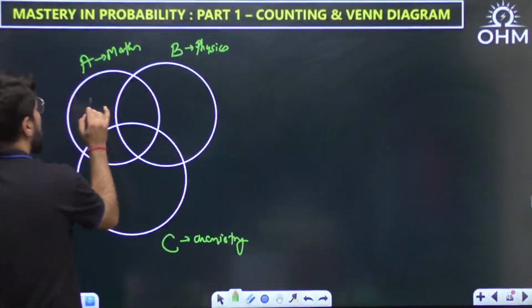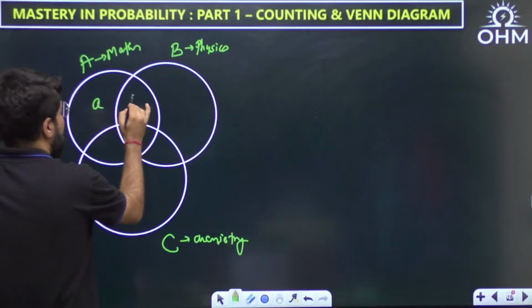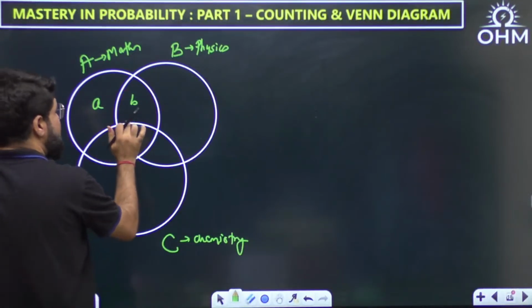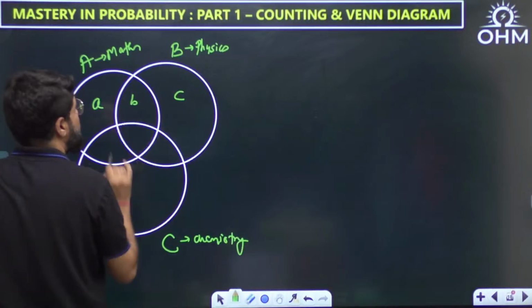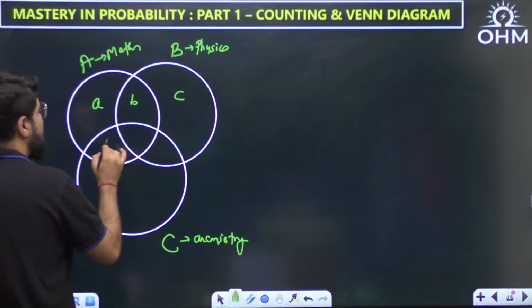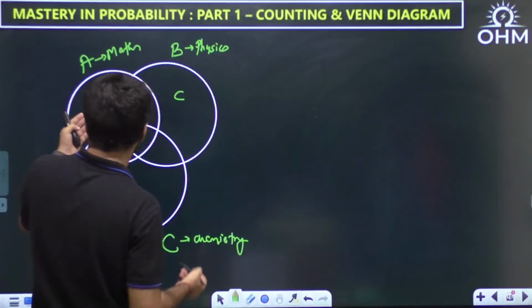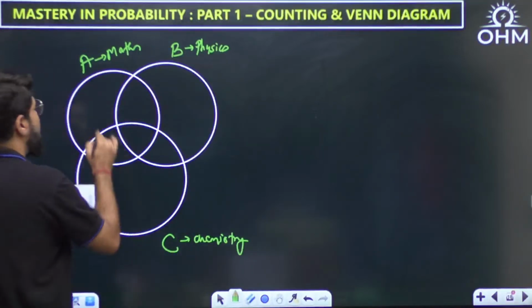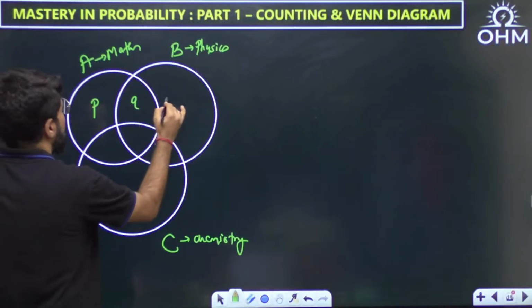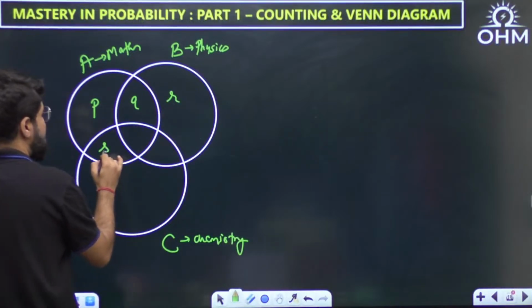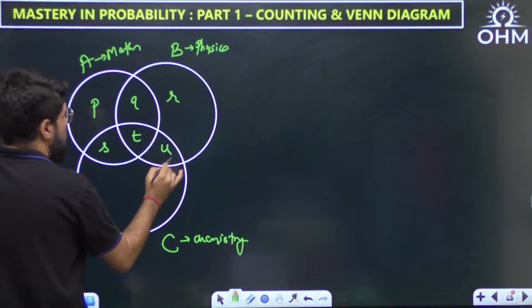Let us say the probability of this portion is A. This portion, A and B but not C, is B. This portion probability is C. Then D. Maybe you are confused by letters because I have used C here also, so let me use some different letters. Suppose this is P, Q, R, S, T, U, V.